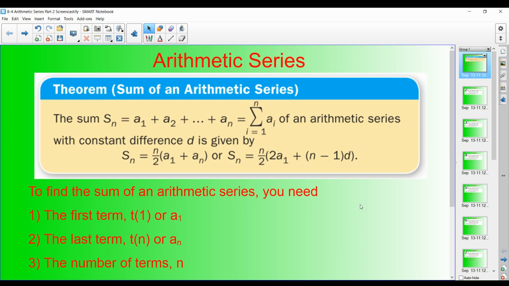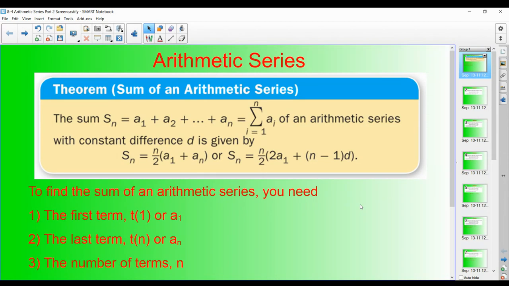Hi everyone. Today we're going to see some example problems for how to find the sum of an arithmetic series. So the arithmetic series was a sequence of terms separated by addition, all having a common difference. So it's an arithmetic sequence, just we're going to add them and we get the sum.